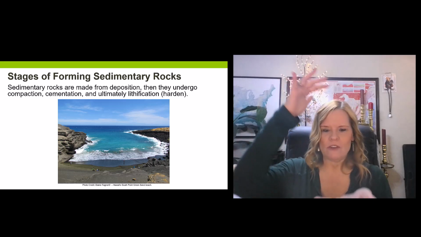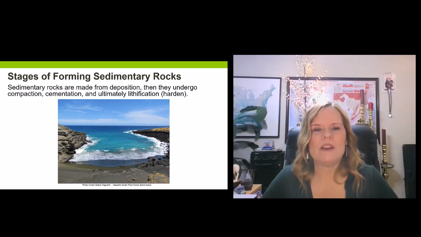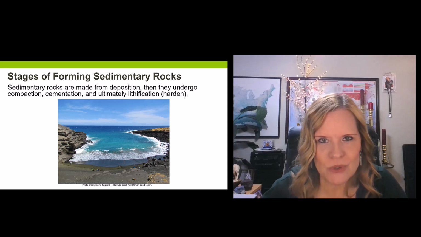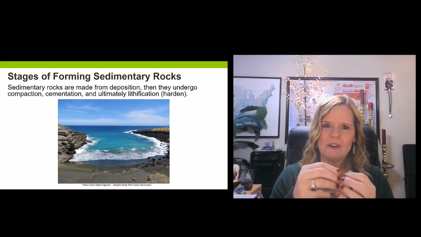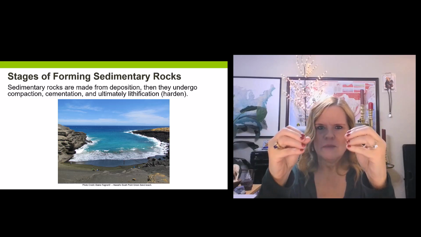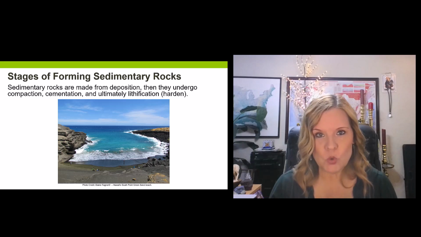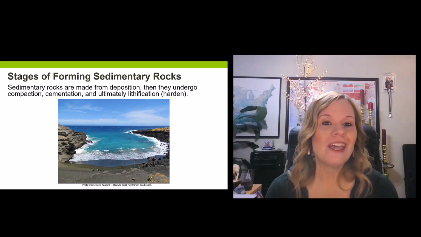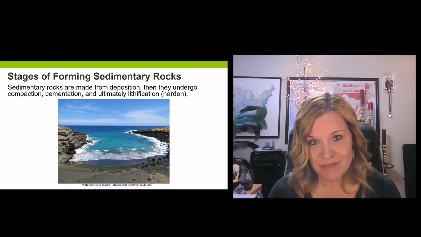Compaction's where the airspace gets smaller and smaller because you're smushing it by pressure. I like to use the example of stepping on trash to make it fit better into the trash bag or the trash can. Cementation is where there's some mineral growth in between those pieces of minerals and rock material that are glued. It's like Elmer's glue or crazy glue that keeps everything together in a rock. And then the process of hardening a rock is referred to as lithification.